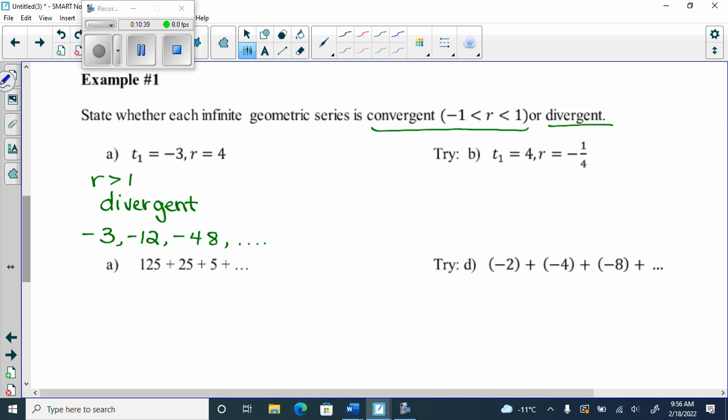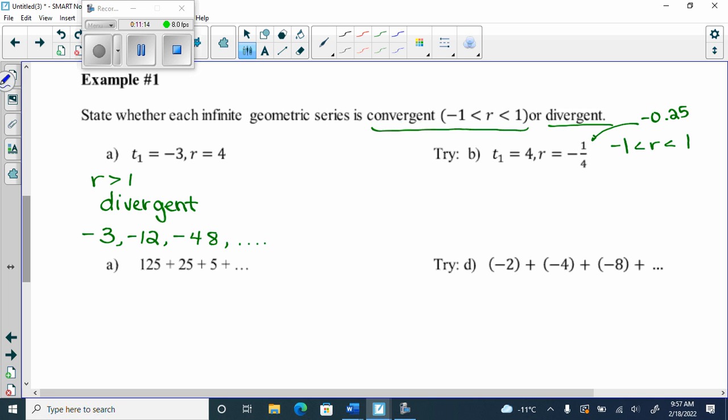Convergent, because negative 1 is less than r is less than 1. Negative a quarter is negative 0.25, correct? And that falls between negative 1 and 1. So basically any negative number, any positive number less than 1. So like 0.75, 0.86, 0.98, then the negative 0.8, 0.98 would work, yeah. If your R, can R be 1?